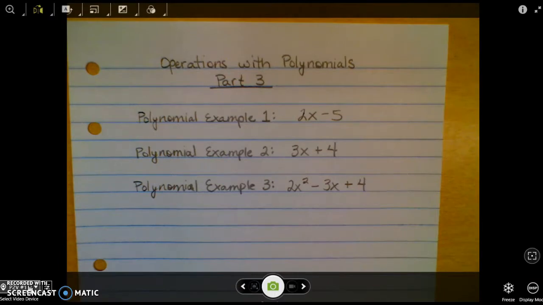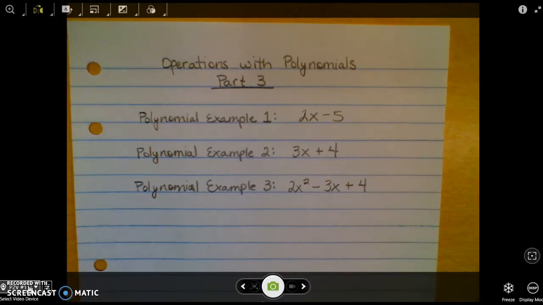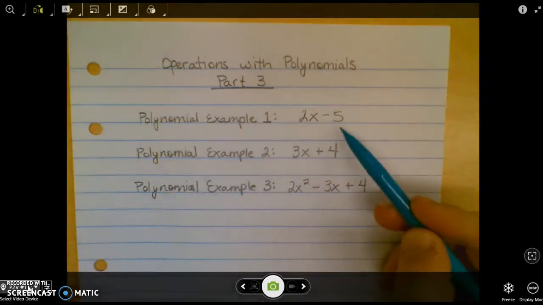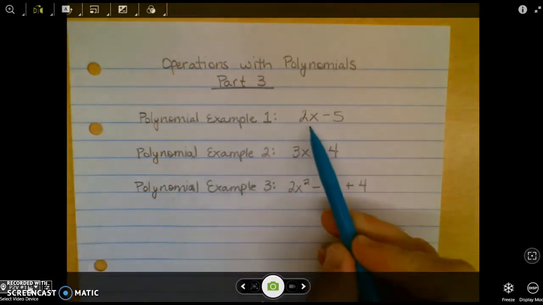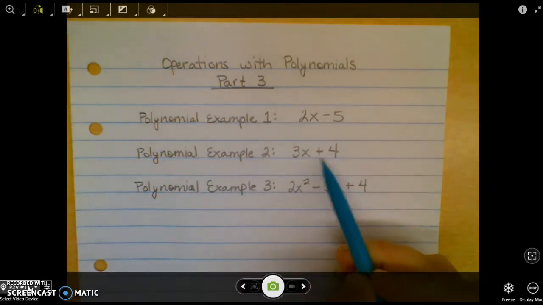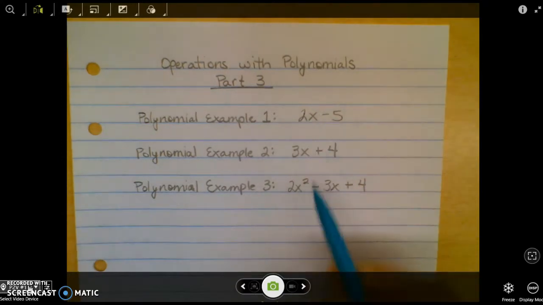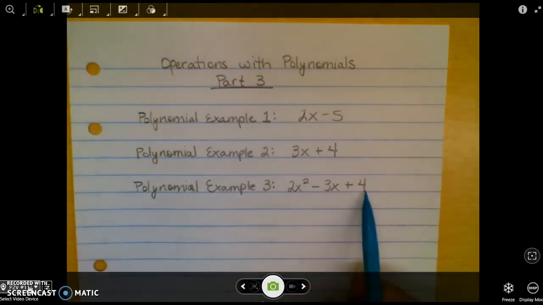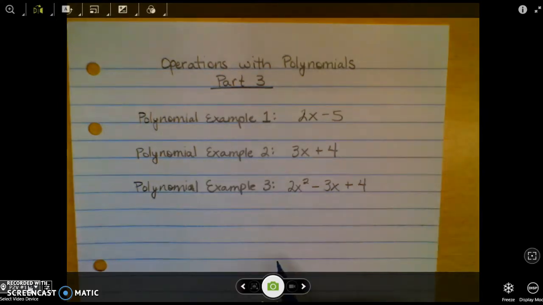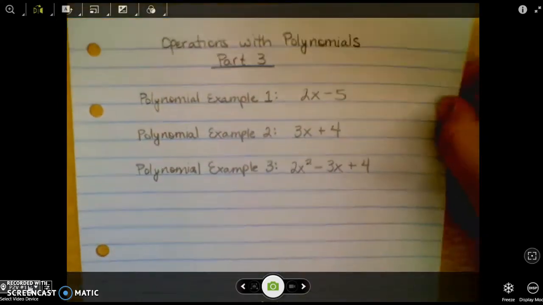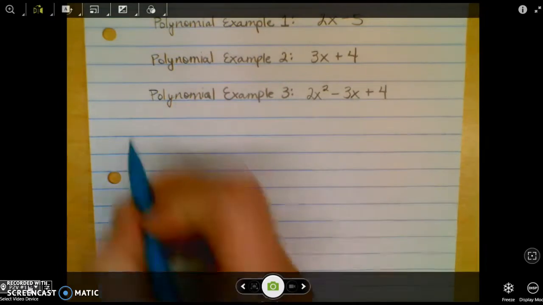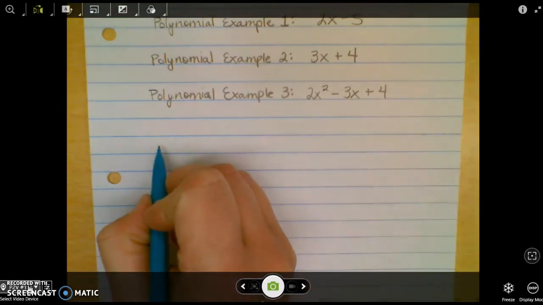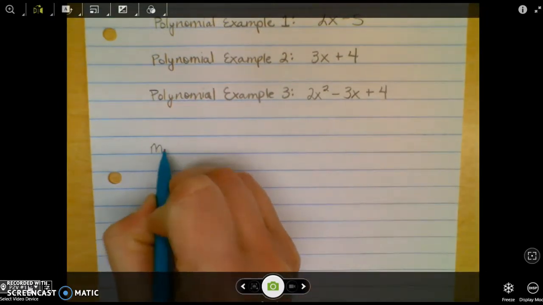In this lesson, we are going to discuss how to multiply polynomials. So I have three examples here. The first two are binomials of degree 1, and then the third one is a trinomial of degree 2. So first, we are going to work with multiplying examples 1 and 2.